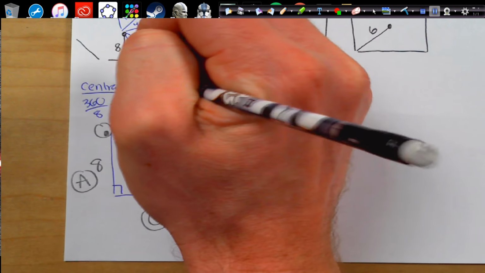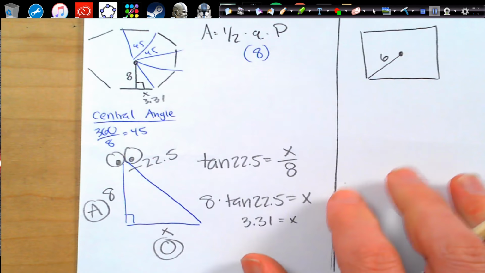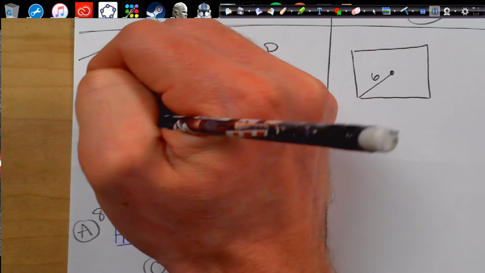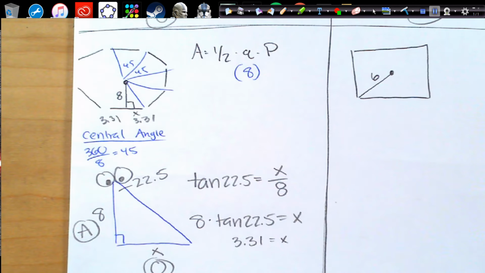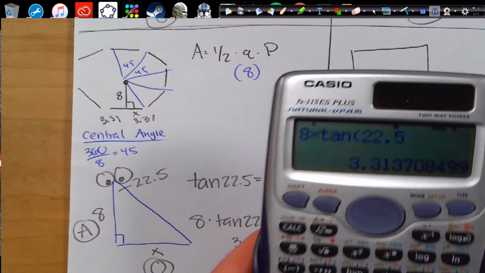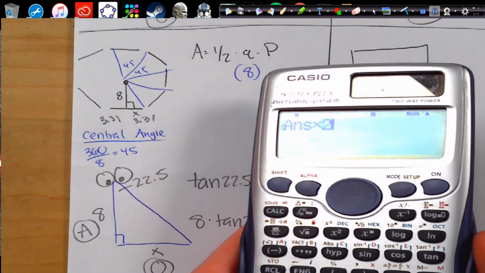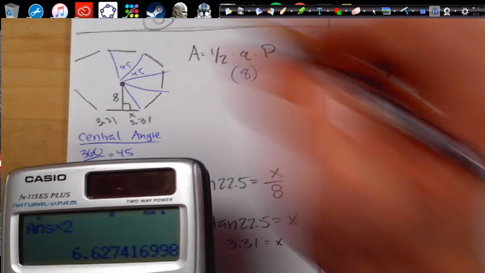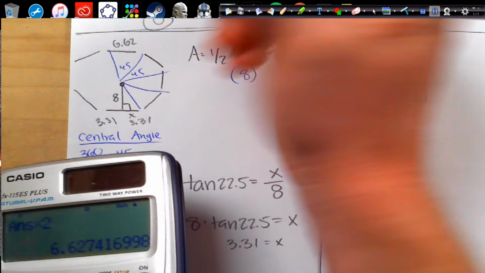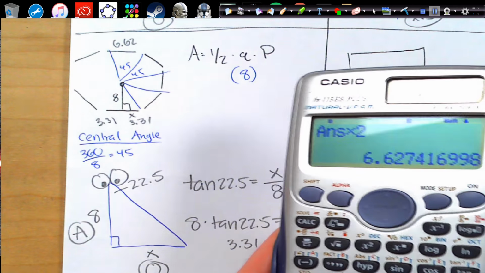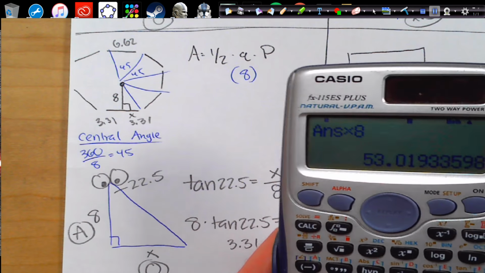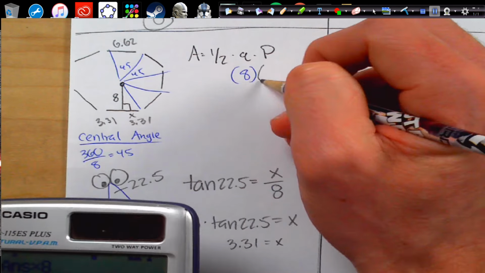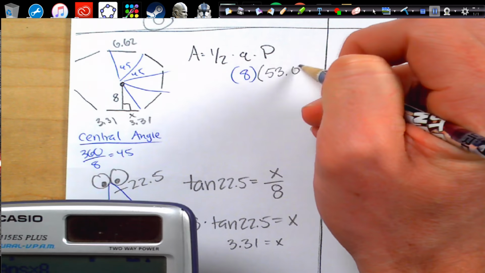But that's only half of it. We have to get the other half. So if I double it, I'll get the full side length. It's already in my calculator, so I'm going to double. So a full side length is 6.62, but then there's 8 sides, so I'm going to multiply by 8. So my perimeter is going to be 53.01.